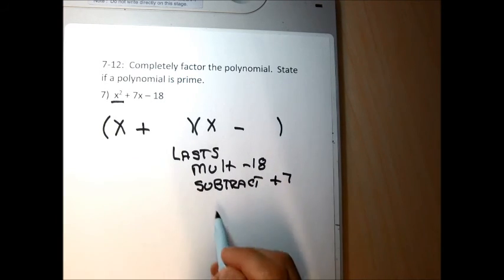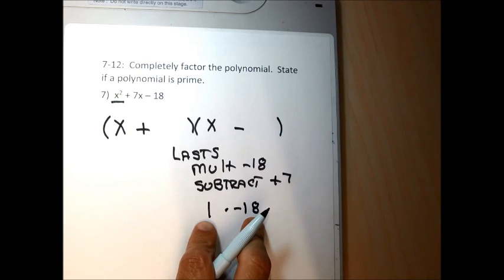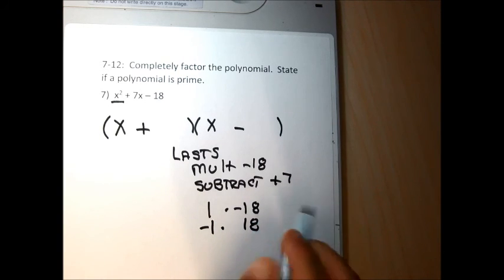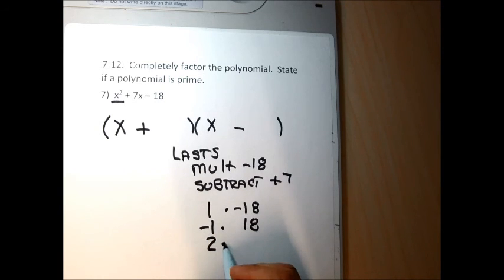And my choices would be like positive 1 and negative 18. 1 minus 18 is negative 17. That's no good. Negative 1 times positive 18. 18 minus 1 is 17. Positive 2 times negative 9. And 2 minus 9 is negative 7. And negative 2 and positive 9. 9 minus 2 is positive 7.